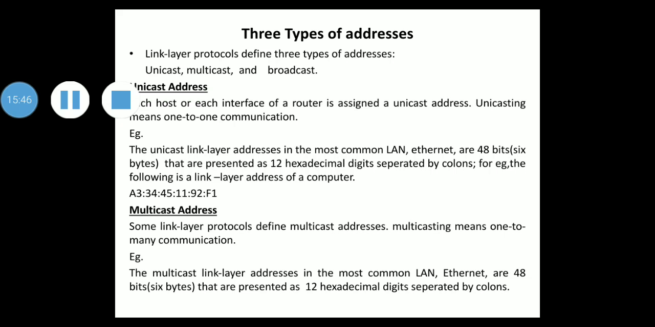Next we'll discuss the multicast address. There are some link layer protocols that define multicast addresses. Multicasting means one-to-many communication. The jurisdiction is local inside the link. The multicast link layer addresses in the most common LAN, Ethernet, are 48 bits, 6 bytes, presented as 12 hexadecimal digits separated by colons.